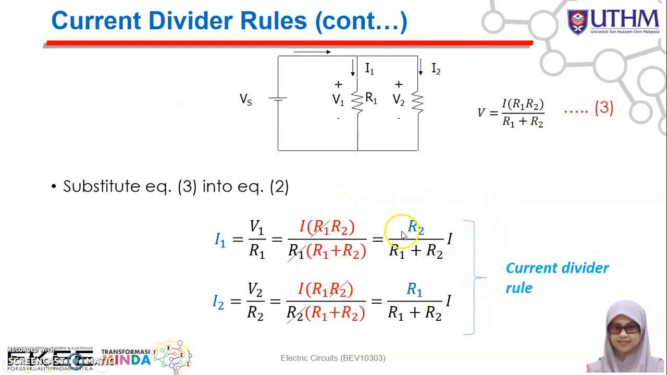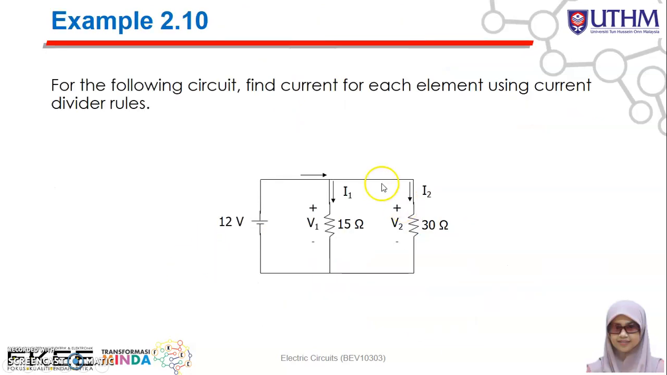According to the current divider rule, when you want to find the value of I1, I1 is equal to R2 divided by R1 plus R2 multiplied with I. When you want to find the value of I2, I2 is equal to R1 over R1 plus R2 multiplied with I. I is the current coming from the supply. Okay, so let's have a look at the following example. For the following circuit, find the current for each element using the current divider rule. So you want to find the value of I1 and I2. In this case, R1 is 15 ohm, R2 is 30 ohm.